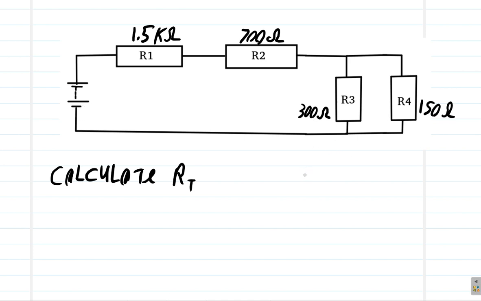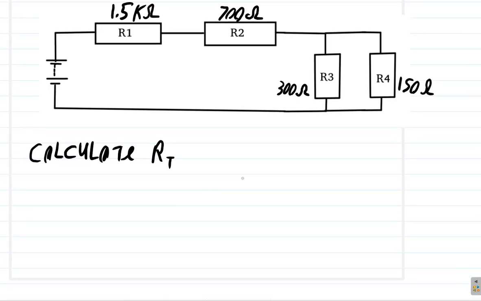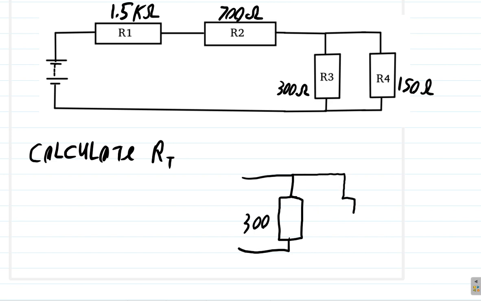So what you do, take these two resistors, and they are in parallel. Calculate the equivalent resistance of them. So we have them here. This is R3, which is 300 ohms. I'm not going to put the ohm sign so that it doesn't crowd the screen too much. You have 150 ohms.